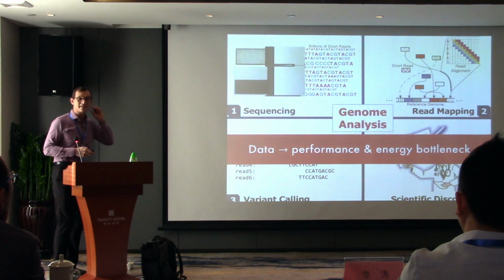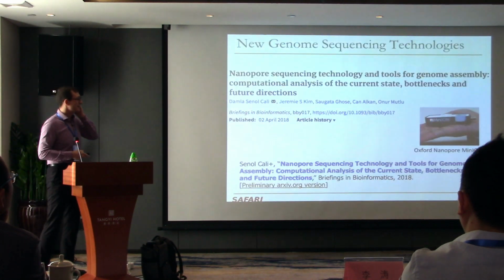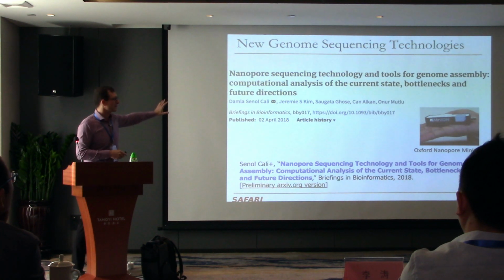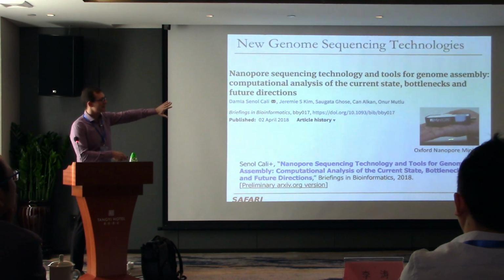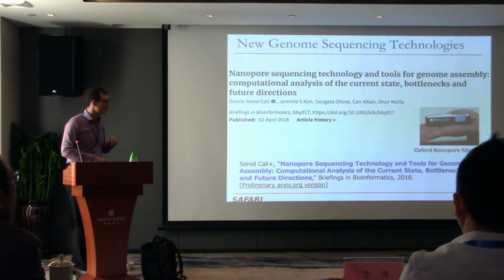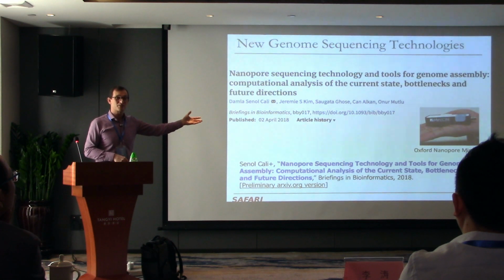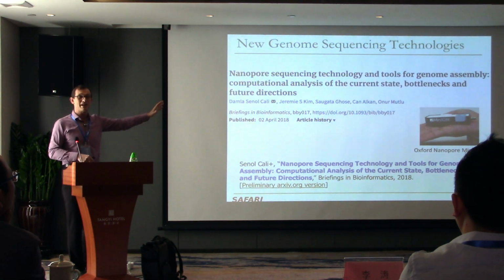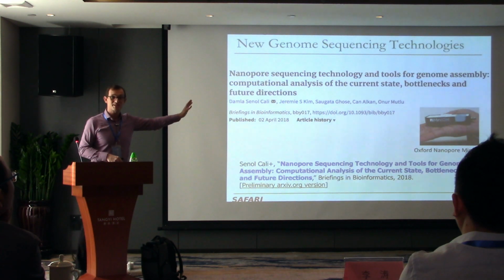And data is, in the end, a performance and energy bottleneck in these applications also. I'd be happy to talk about this further, but we're doing a lot of work in genomics. This is one of the recent devices that was introduced 5 years ago by Oxford Nanopore. You can buy this device for relatively cheap. You can do your sequencing, and people are using this device, for example, in Africa today to sequence viruses.